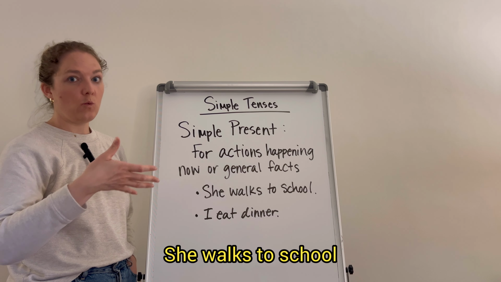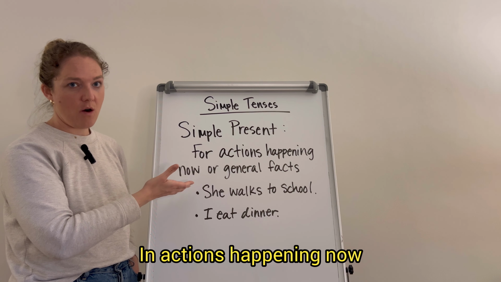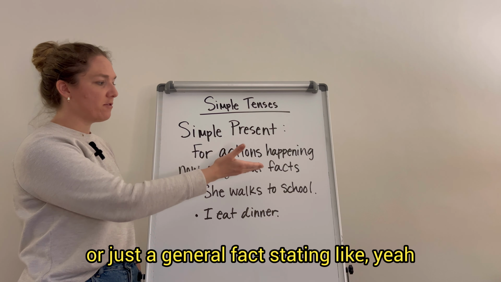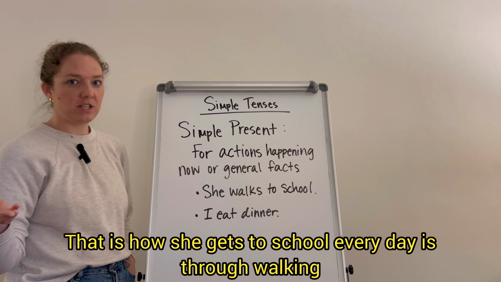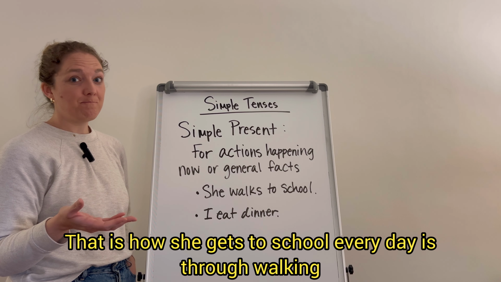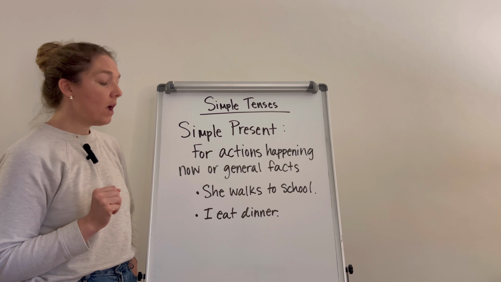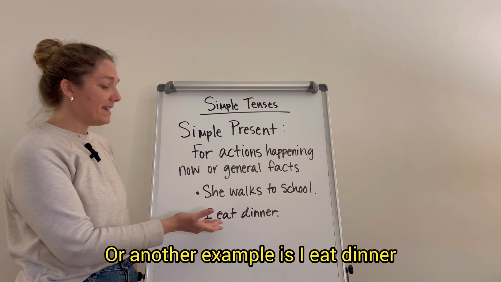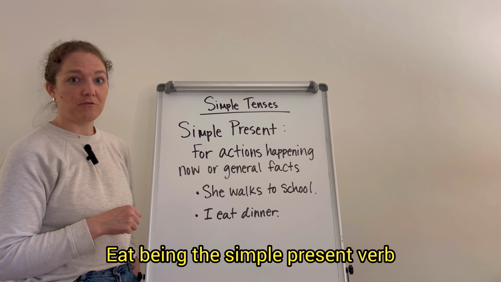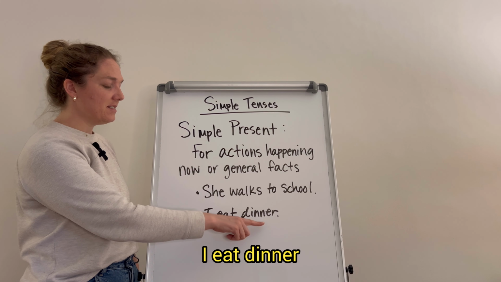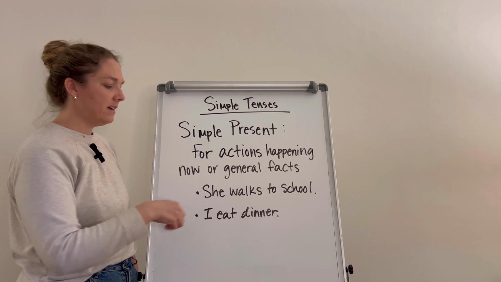Right now, she walks to school, an action happening now, or just a general fact stating that is how she gets to school every day, through walking. She walks to school. Or another example is I eat dinner, with eat being the simple present verb. I eat dinner. So in the evening, I eat dinner.